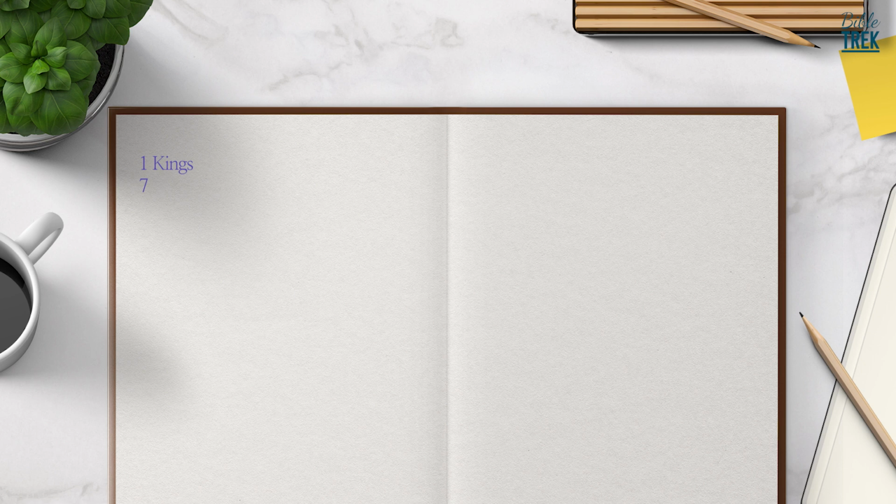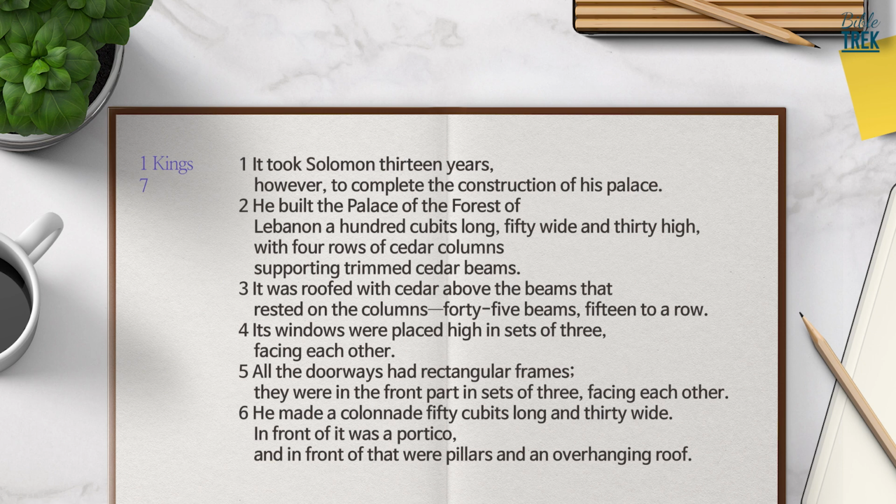1 Kings 7. It took Solomon 13 years, however, to complete the construction of his palace. He built the Palace of the Forest of Lebanon, 100 cubits long, 50 wide, and 30 high, with 4 rows of cedar columns supporting trimmed cedar beams. It was roofed with cedar above the beams that rested on the columns, 45 beams, 15 to a row. Its windows were placed high in sets of 3, facing each other. All the doorways had rectangular frames. They were in the front in sets of 3, facing each other.